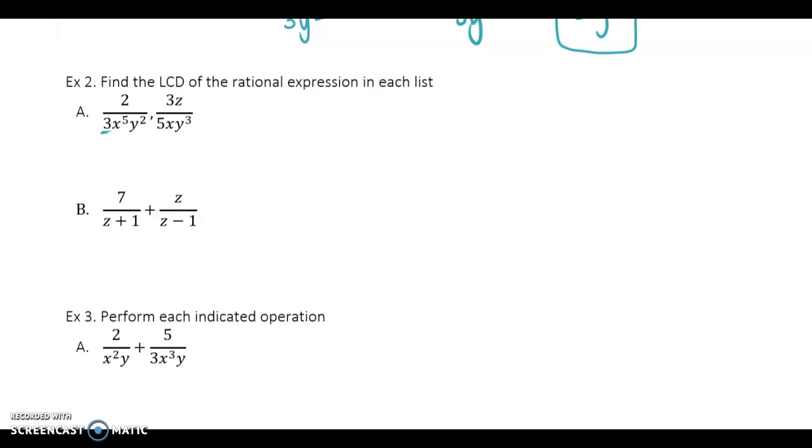So you have a 3 over here, but you don't have a 3 over here. So you're going to need 3 in the denominator. And then you're going to need 5. And then when we look at the variables, you have x to the 5th and then x. So you usually want to take the highest. And then over here, same thing, the highest. So this would be your lowest common denominator.